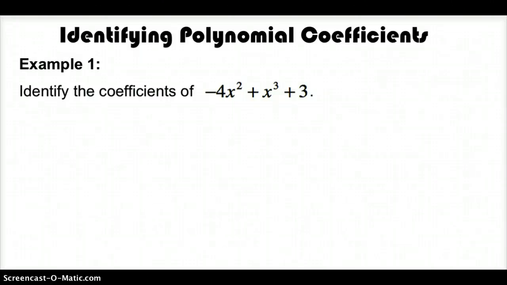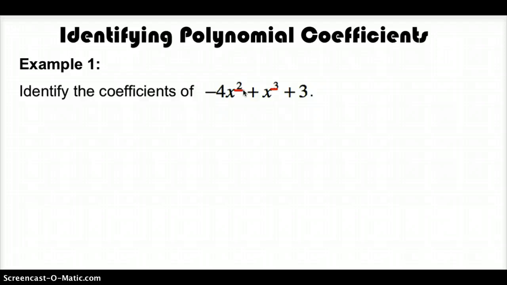Let's look at identifying polynomial coefficients. So it asks us to identify the coefficients of this particular polynomial. Now when I see this polynomial right away, I notice one thing, and that's that it's not in standard form. Notice how on this polynomial it goes from degree of 2 to degree of 3, and then to no exponent at all. It's just sort of confusing.